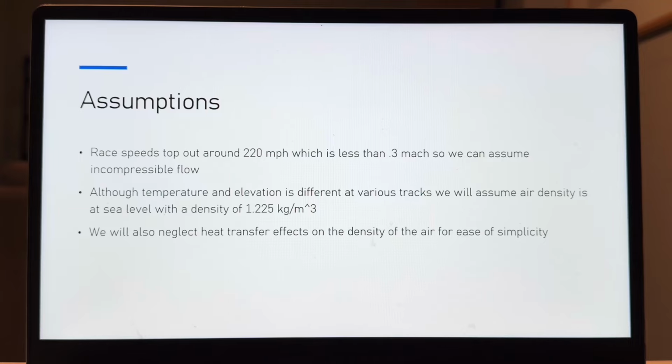It makes it a lot easier for us because Bernoulli's gets a little weird once we get into compressible flow regions. Although temperature and elevation do differ around various tracks, we're going to assume the same air density at sea level of 1.225 kilograms per cubic meter. This is also about 25 degrees Celsius. We're also going to neglect some heat transfer effects on the air just for simplicity. It makes things a lot more difficult, and we'll get into that a little later when I cover that part.